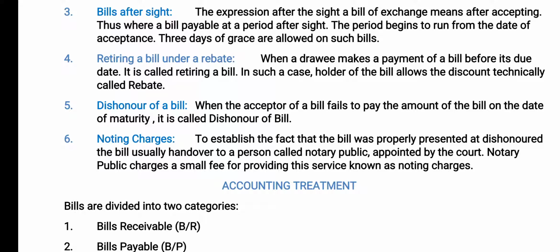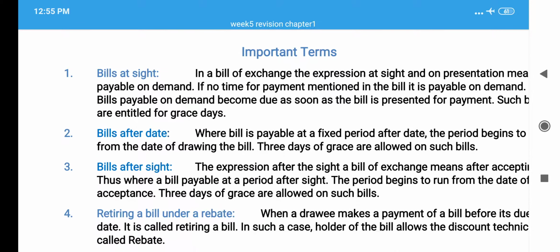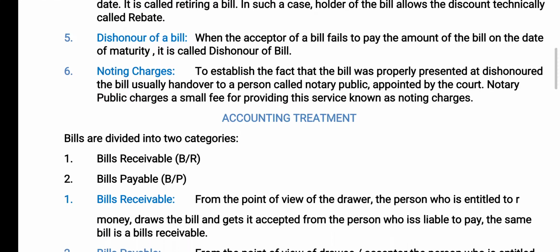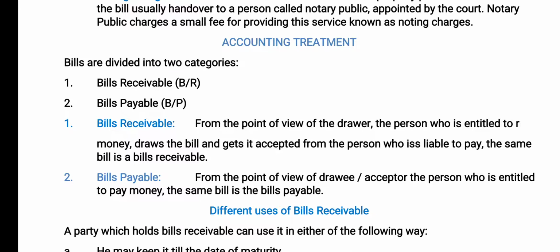That charge is known as noting charges. So these are the few terms which make it clear what kind of bills can be defined and how the payment has to be made on these kinds of bills. Now we will move forward to the accounting treatment of bills.